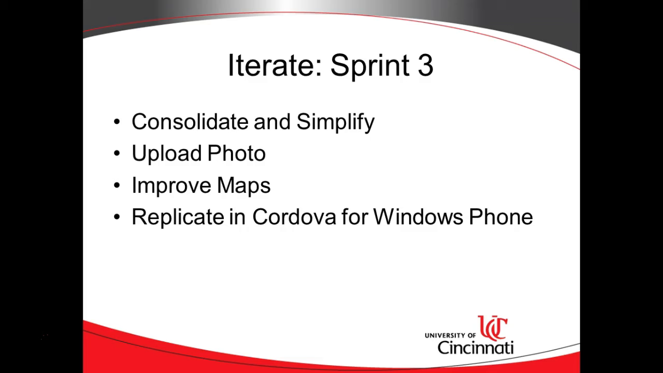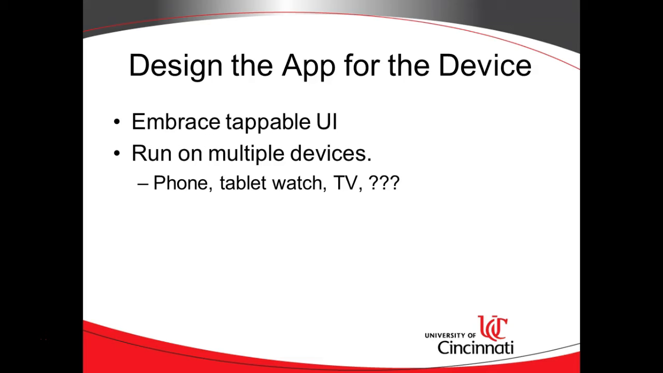But consolidate and simplify. Okay, upload photos. That came in Sprint 3. Make the maps better. And then with Sprint 3, I started to work with a Cordova version for Windows Phone. I ended up throwing that away. I ended up finding not a big audience there, but part of Sprint 3 was to see, okay, can I grab a wider audience going about this with a different platform?